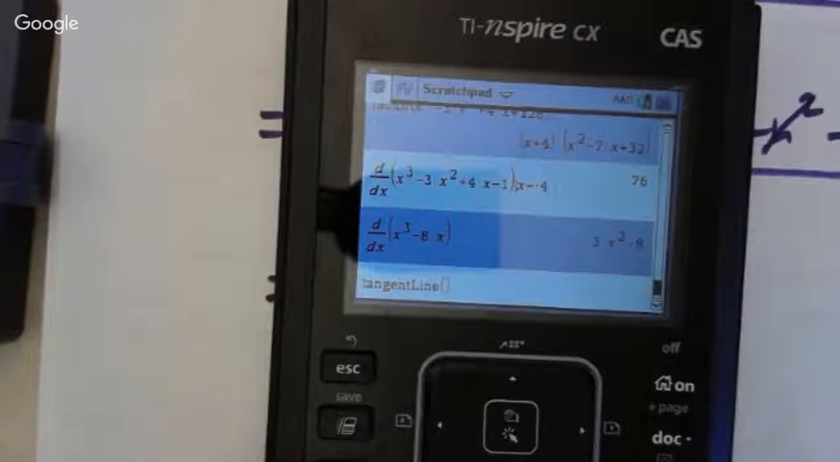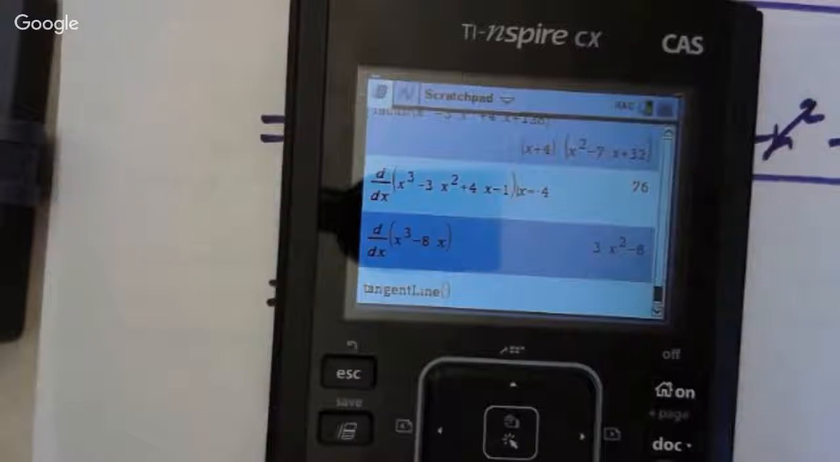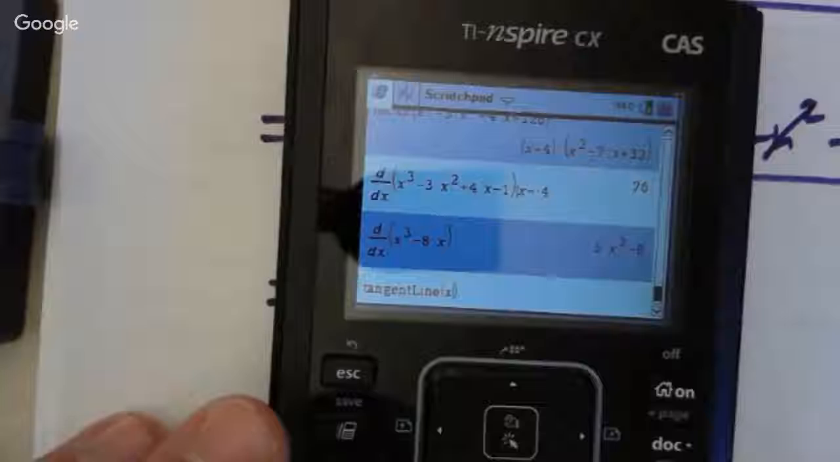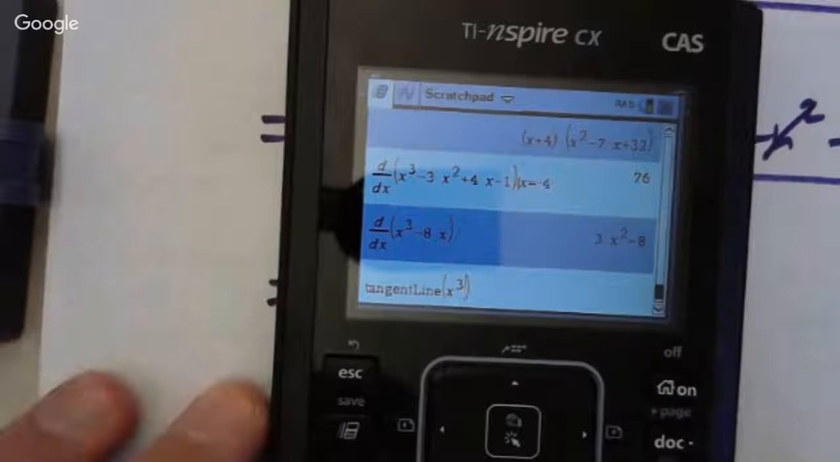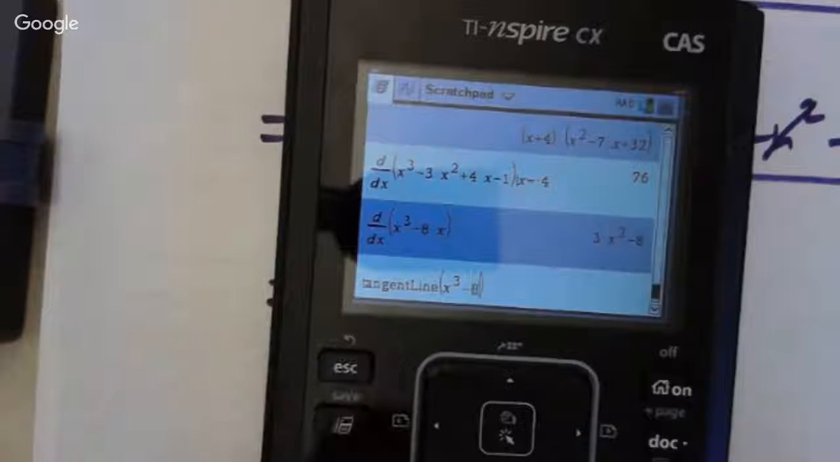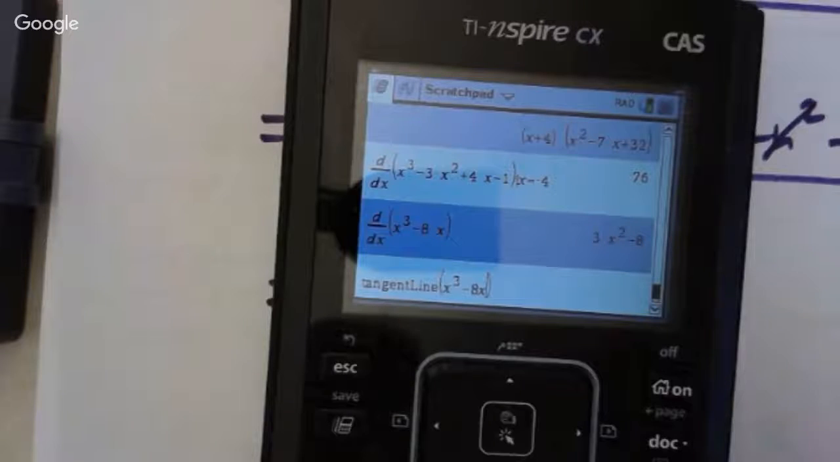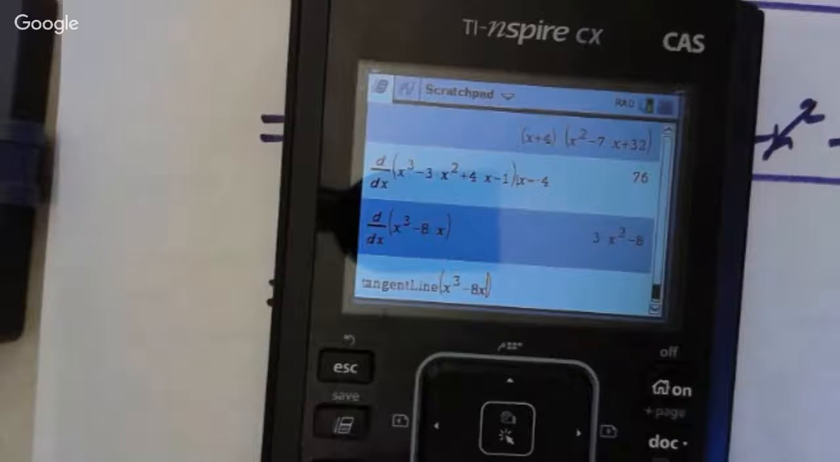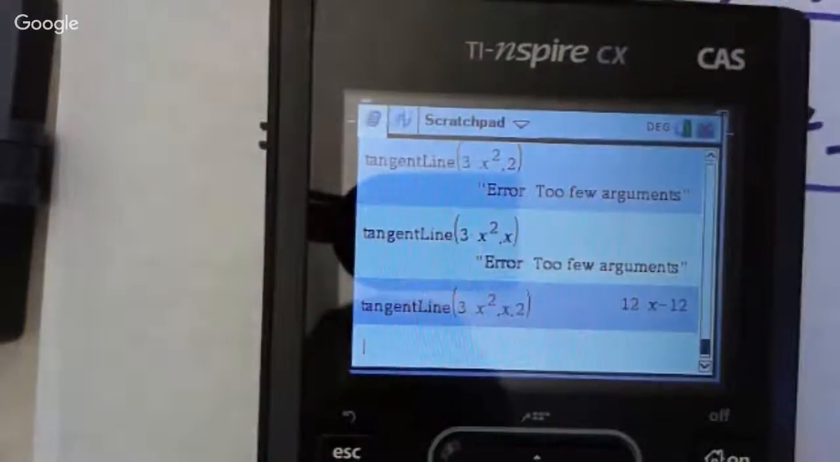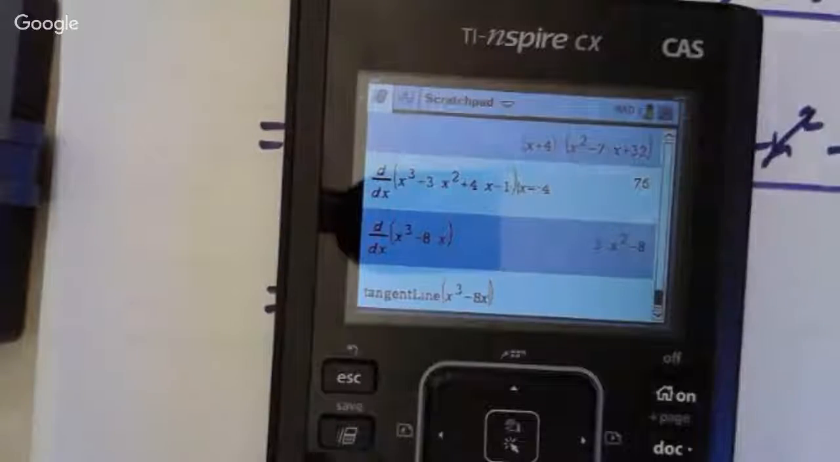Okay, so here we go. Cameron, let's take a look. So here's my function. And then you hit comma, right? Comma X, comma point. Here's my original function. Now it will also tell you the equation of the tangent line too.